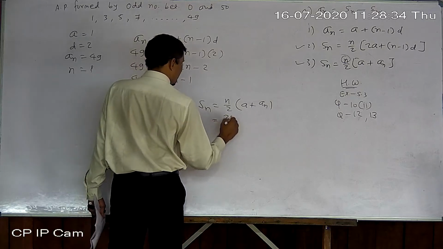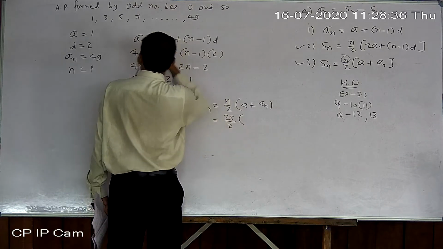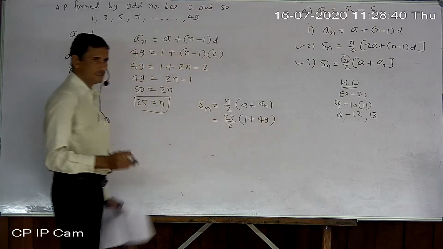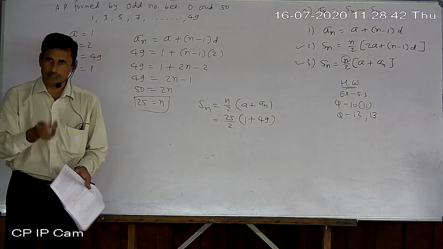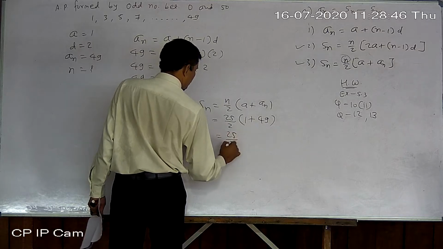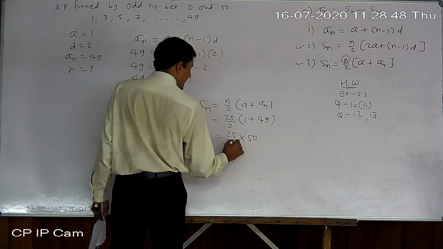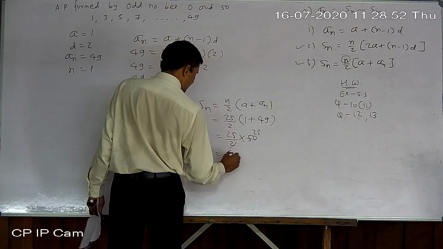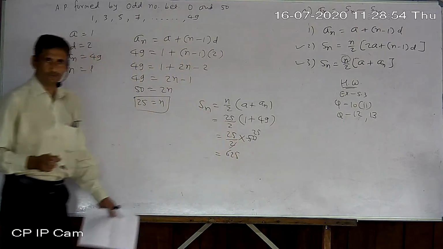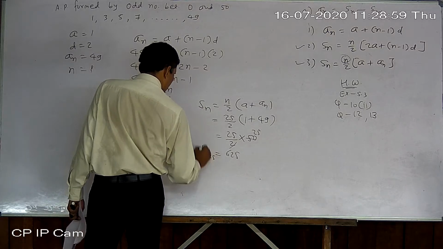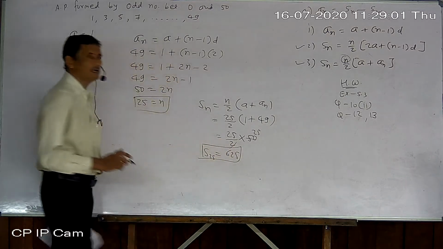Now n we found, 25. a and n both are given, not directly given but indirectly given. So it is 25 upon 2 into 50. 2 into 25, 25 into 25, 625, square of 25, no. Okay. So yes, we got 625, so that is our final answer.